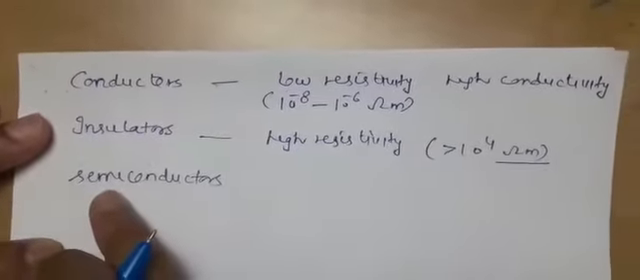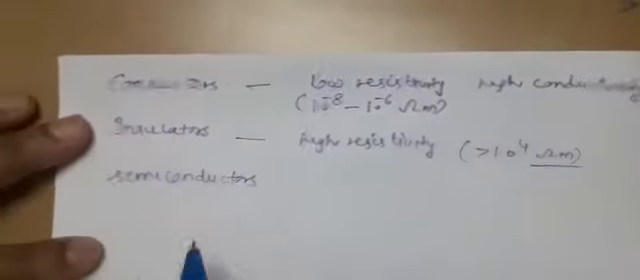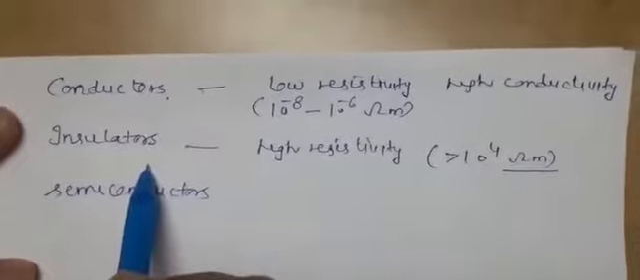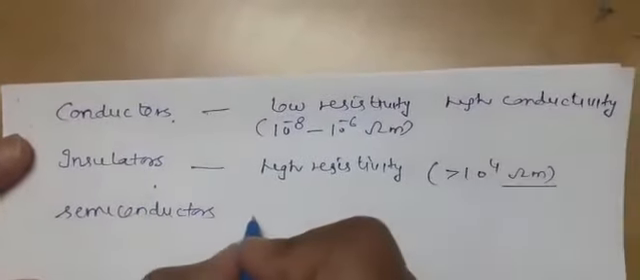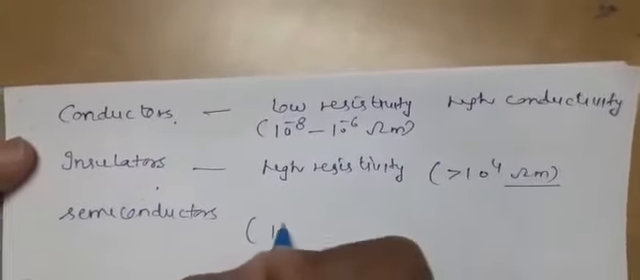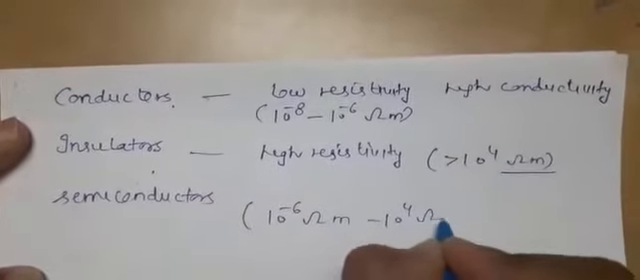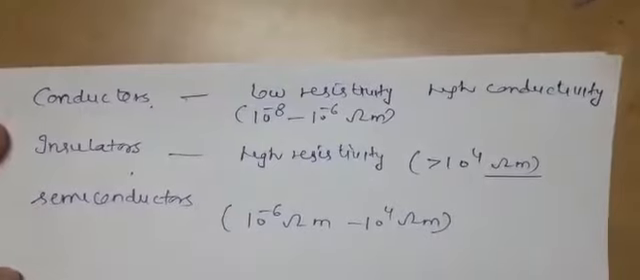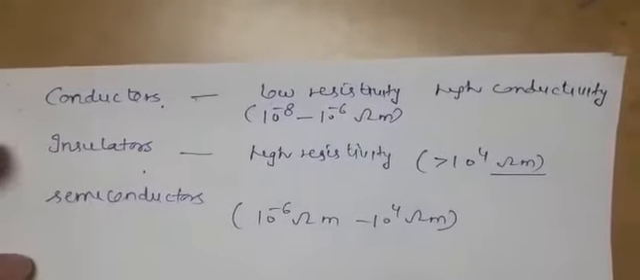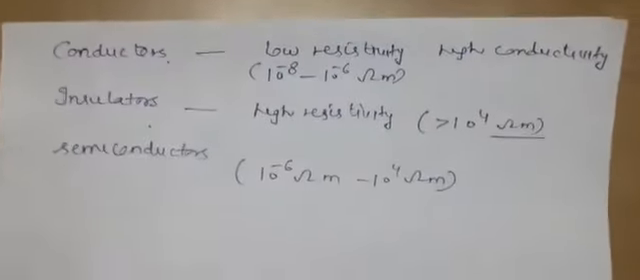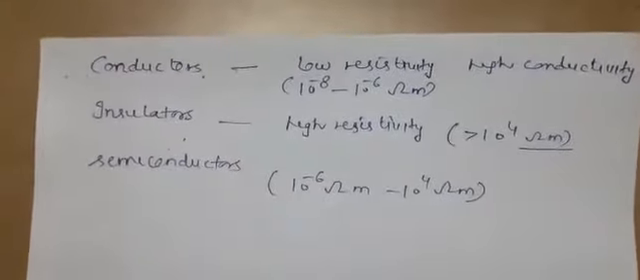Semiconductors are the materials whose conductivity lies between conductors and insulators. The same applies for resistivity also. So here resistivity is moderate. It is 10 raised to the power minus 6 ohm meter to 10 raised to the power 4 ohm meter. So on the basis of conductivity and resistivity, we can classify materials as conductors, insulators and semiconductors.